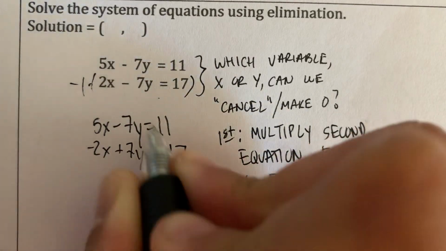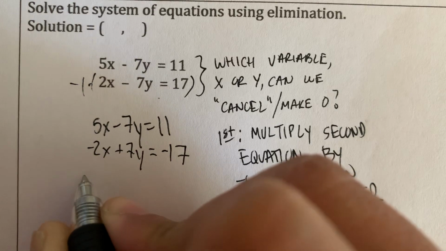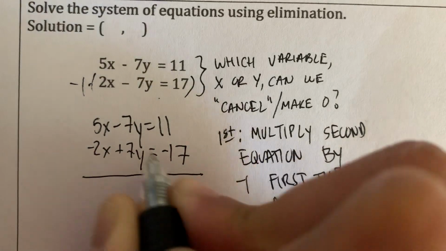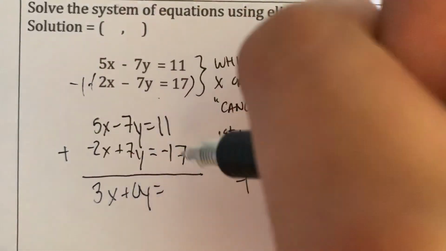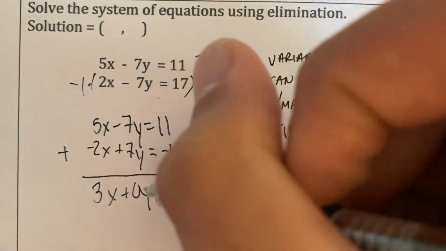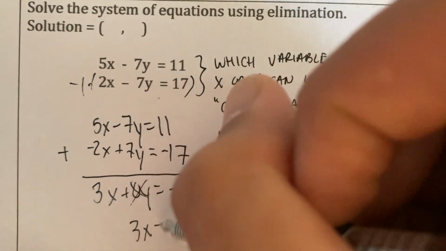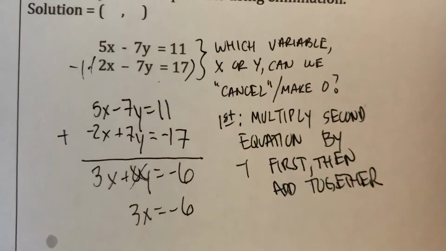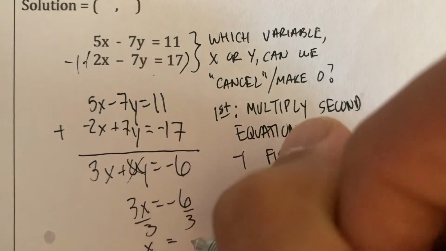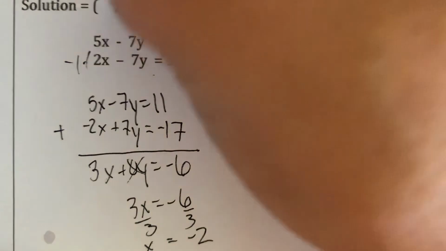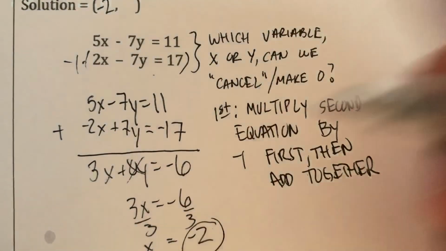So here are our two equations. Now we go ahead and add them together, because these are going to cancel out to 0. 5 plus negative 2 is 3x, negative 7 plus 7 is 0y, equals 11 plus negative 17, negative 6. This goes away, 3x equals negative 6, and we divide both sides by 3 and get x equals negative 2. So we have half of our answer, negative 2.